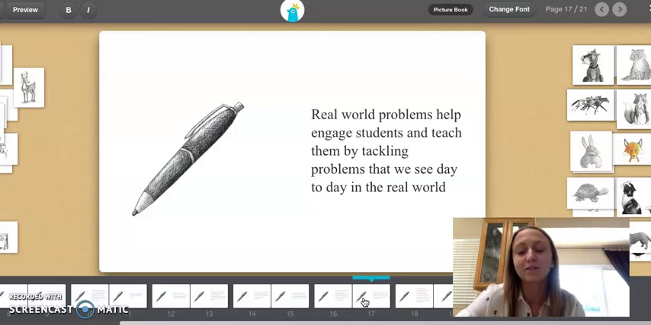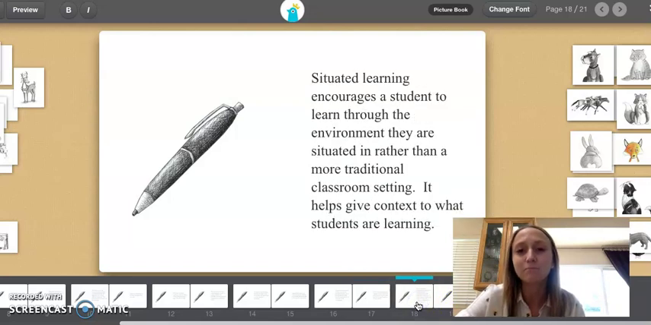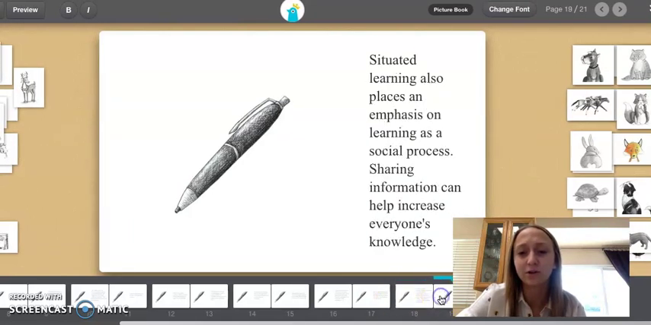This is so different than your typical direct instruction classroom where you're just spewing information at a student. Here they're actually immersed in real world situations and able to learn that way. So it really encourages students to learn through the environment that they're situated in rather than just a more traditional classroom setting. So it really helps give a context to what students are learning.